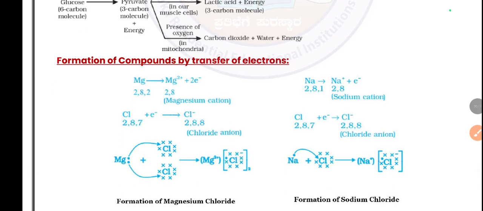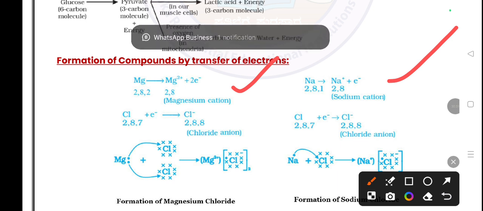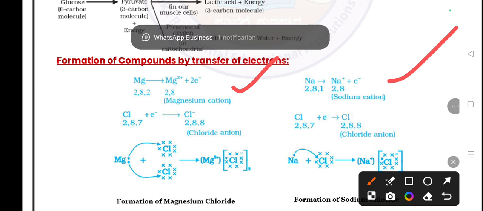Formation of compounds by transfer of electrons. Okay, magnesium, its electronic configuration 2, 8, 2, then magnesium plus 2 and 2 electrons. That's balanced. Some people are asking me how to draw the dot structure. See here how they have drawn. In the outermost shell, how many electrons are accepted, how many electrons are donated. Based on that, mixing both, we have to write the dot structures.